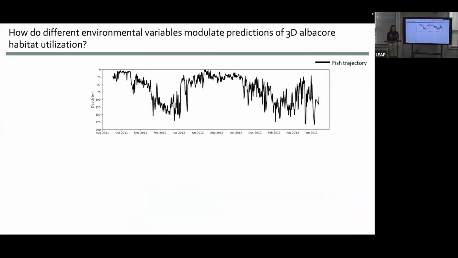So we can further understand this 3D habitat use by looking at a time series of fish diving depth and modeled predictions of occurrence along the fish track. So here we're looking at mean daily dive depths of a single long migratory fish over the course of almost 2 years. And again, we see this pattern where the fish dive deeper in the subtropical North Pacific, whereas they tend to reside in the upper water column in the California current.